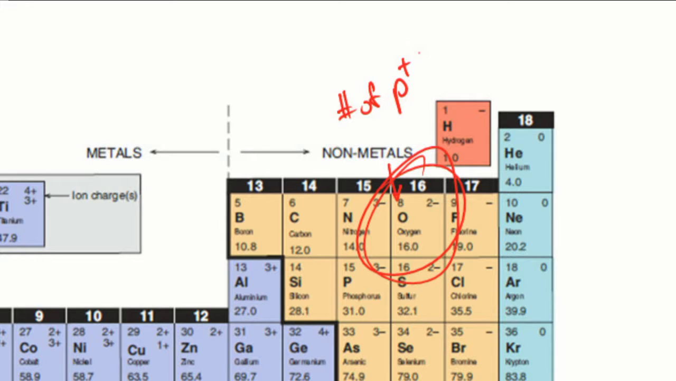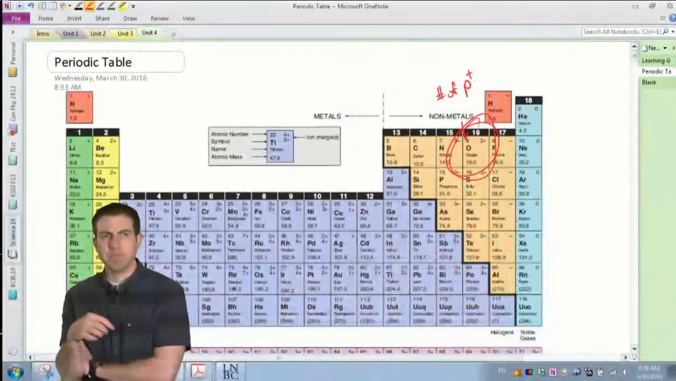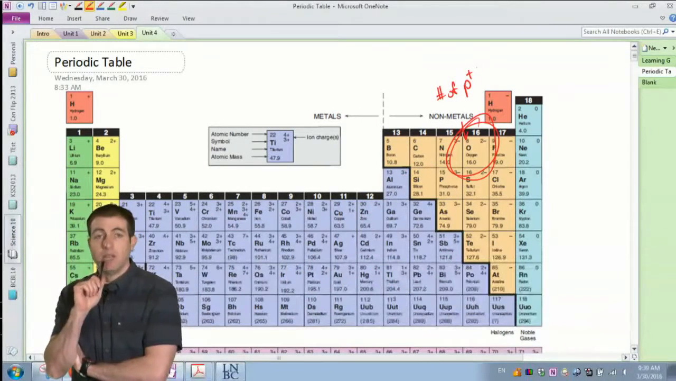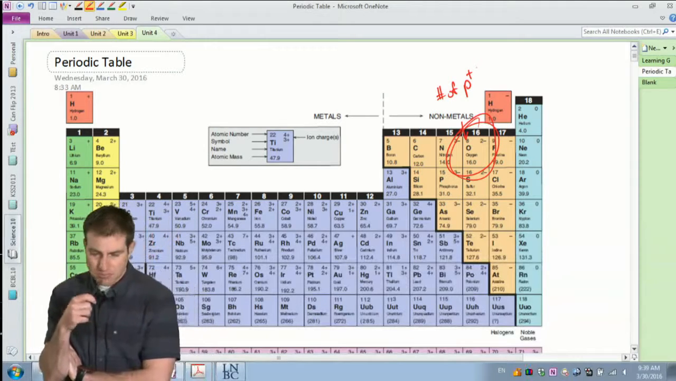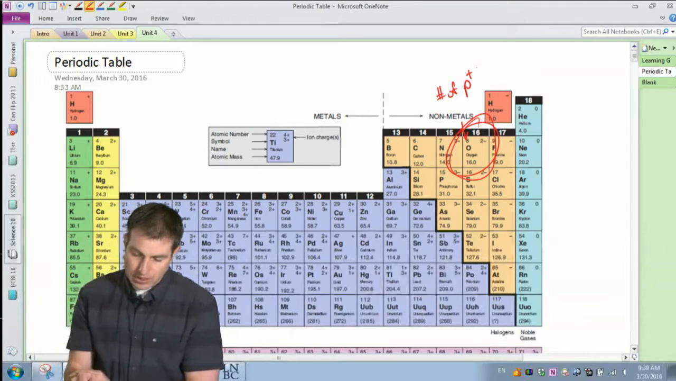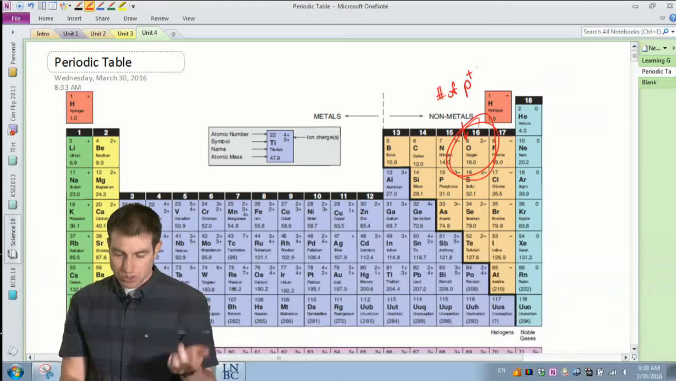Do we write down the rules? If you remember them from last year, maybe you don't need to write them down. If you don't remember them, definitely write them down. I'll go back to them in a second. Promise. So the 8 is the number of protons, which is important.